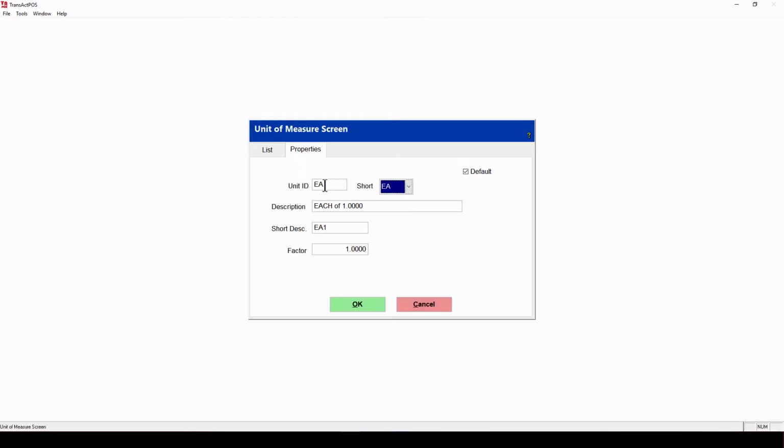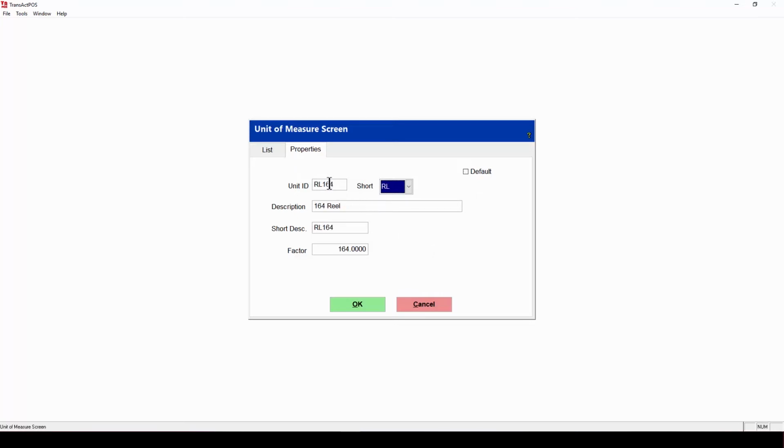And so the unit ID is EA1, description each of 1. And then short description is also the same as unit ID, in this case, EA1. And a factor of 1. So simply all that means is that for EA1, within this unit of EA1, there is only one of whatever we are going to be receiving. So the factor is just 1. Now the factor would make a little more sense when we look at a reel 164. So let's go take a look at that.